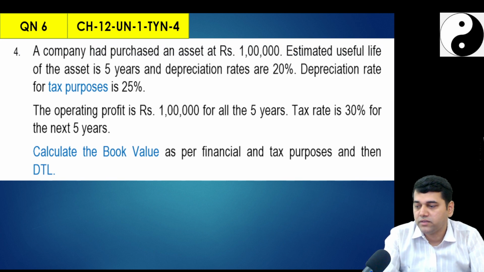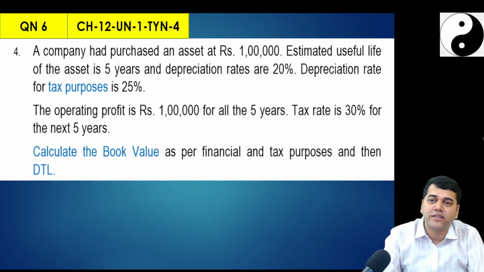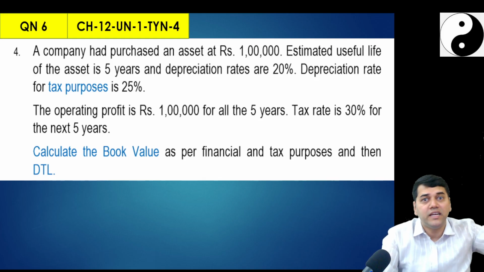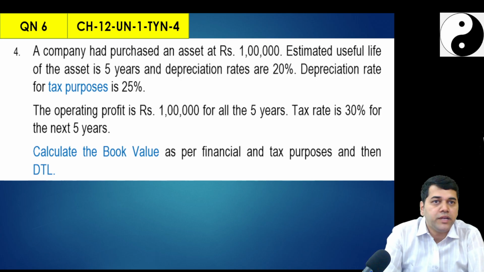Question number 6. Company purchased an asset for 1 lakh. 5 years life. Depreciation will be 20%. And the depreciation for tax will be 25%. Operating profit and the tax, have they told you WDV or SLM? Taxation? SLM. That's what you don't think now, what in reality happens. Leave it. The question is very silent. You can assume it to be SLM.